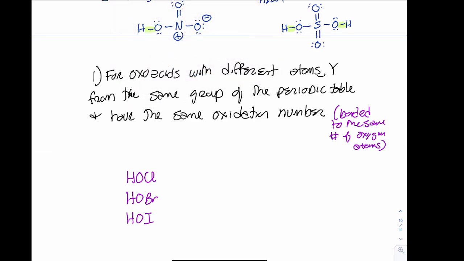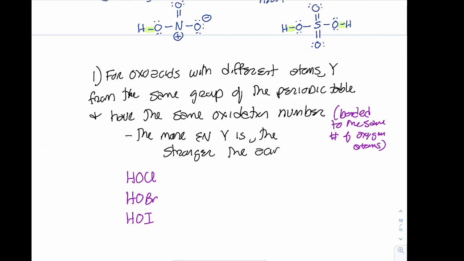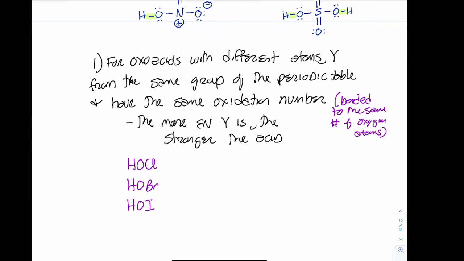So for oxo acids with different Ys, but the same number of oxygen atoms, where the Ys are in the same group, the more electronegative the central atom, the stronger the acid. So for these ones, chlorine is more electronegative than bromine, which is more electronegative than iodine. So if we were to put a trend on here, these are going to be stronger acids, meaning the bond between hydrogen and oxygen is actually weaker in that case. So stronger acids.